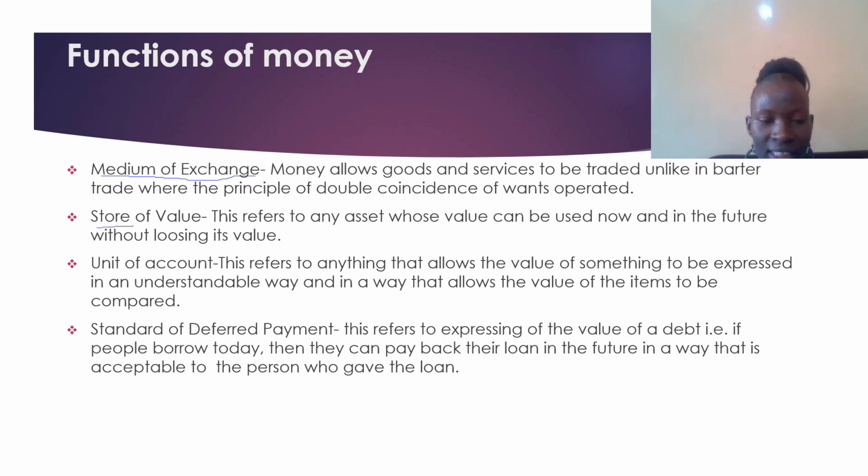The second function of money is that money is a store of value. This refers to any asset whose value can be used now and in the future without losing its value. The value of money is not easily lost. Why do I say this? A good example is when I work today and I earn 25 shillings. I can store that 25 shillings for 1 week, for 1 month, for 1 year, and it will not lose its value. But if I had maize or tomatoes and I store them for 1 week, some of the tomatoes will rot and deteriorate in value. So the initial value that I got them at will go down. They will lose their value. So money does not easily lose its value.